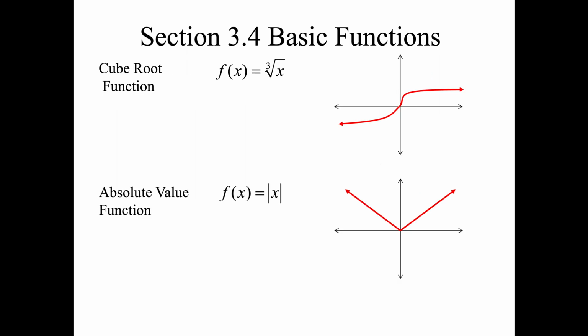After our cube root function, we have the absolute value function. Here you will see x inside of absolute value bars. So f of x equals the absolute value of x, or y equals the absolute value of x. Either way, it makes the shape of a V. It can be a wide V, it can be a skinny V, it could be shifted up, shifted down, left, right. The V could be opening down. This is just in its basic form.